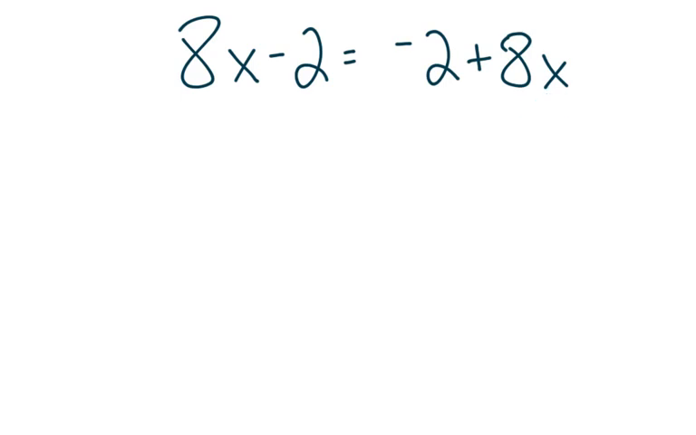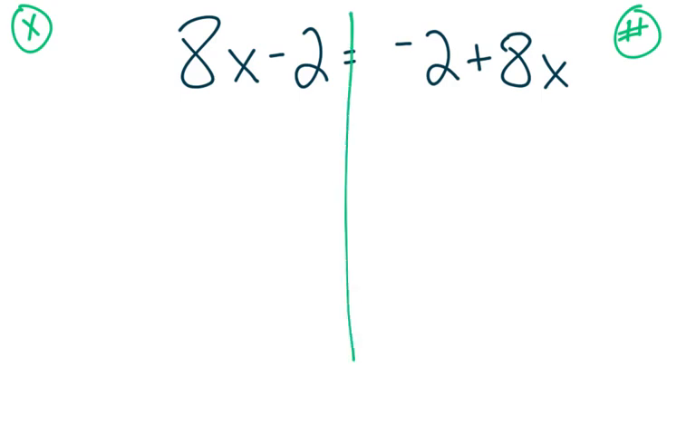It's just written differently. But just to prove it, I'm going to go ahead and solve this equation just like I would an equation where there's a variable on both sides. So I'll pick a side for my variables. I'll say the left is my x and the right is my numbers. I draw a line on the equals.